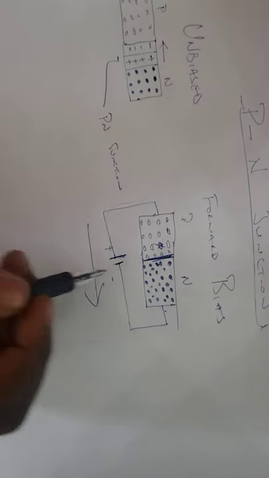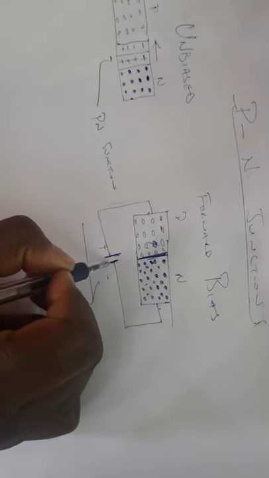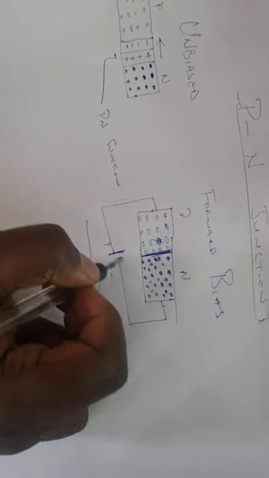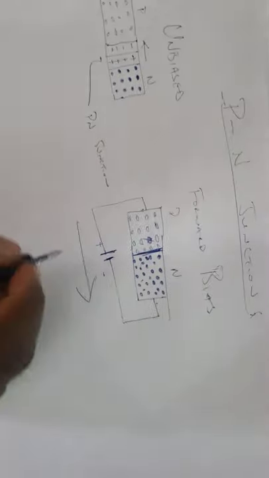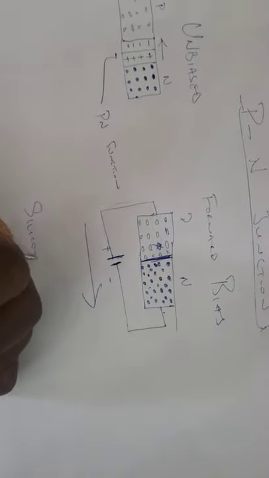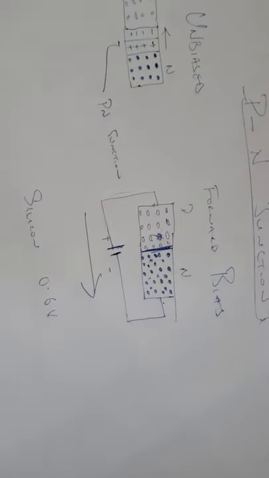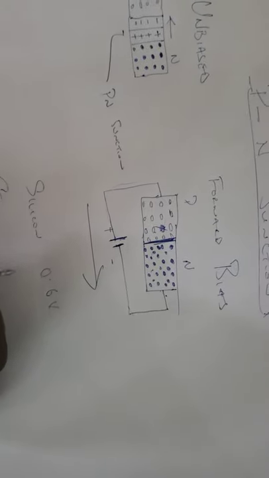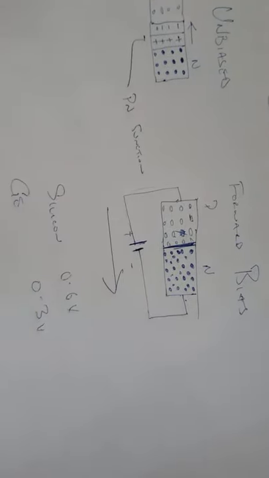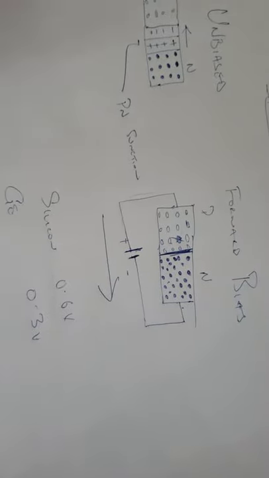How to achieve forward biasing? You will have your negative terminal connected to your n-type and your positive terminal connected to your p-type. Now, one thing that we didn't mention from our discussion is that to achieve forward biasing, if it is silicon, you need at least 0.6 volts to break down the narrow barrier. And if it is germanium, then you need at least 0.3 volts to narrow that barrier for conduction to take place.